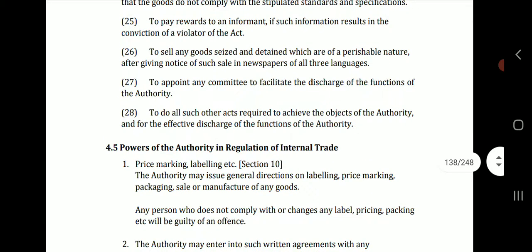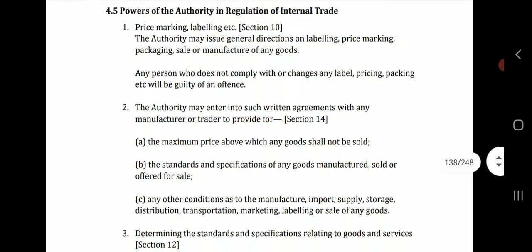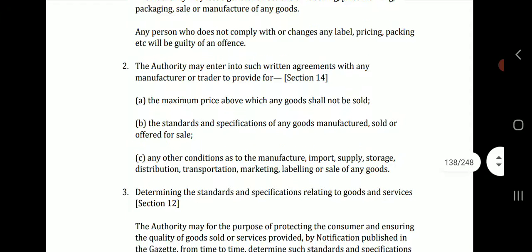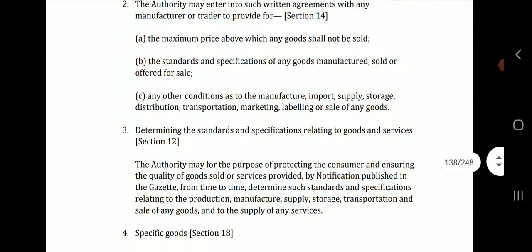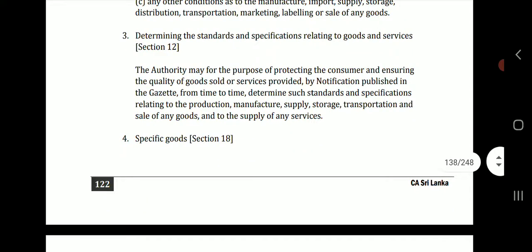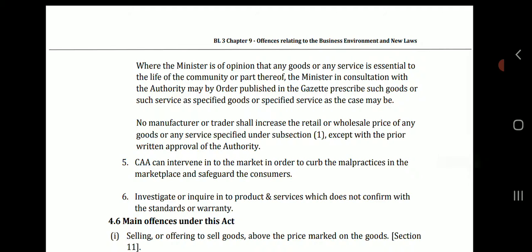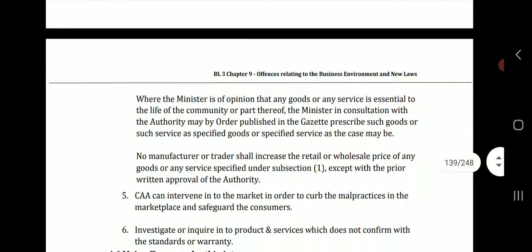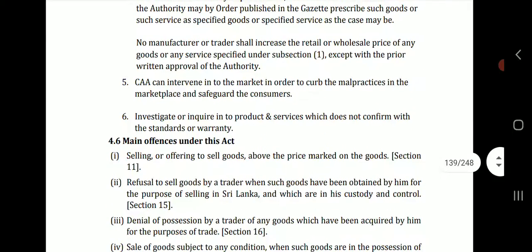So what are the things that the Consumer Affairs Authority does? The powers of the authority include regulation of internal trade, such as price, marketing, and labeling. The authority maintains a written agreement with the manufacturer or trader, determining standards and specifications. Specific goods must be under the ministry's gazette. What are the goods and specified services that I mentioned in previous lectures?